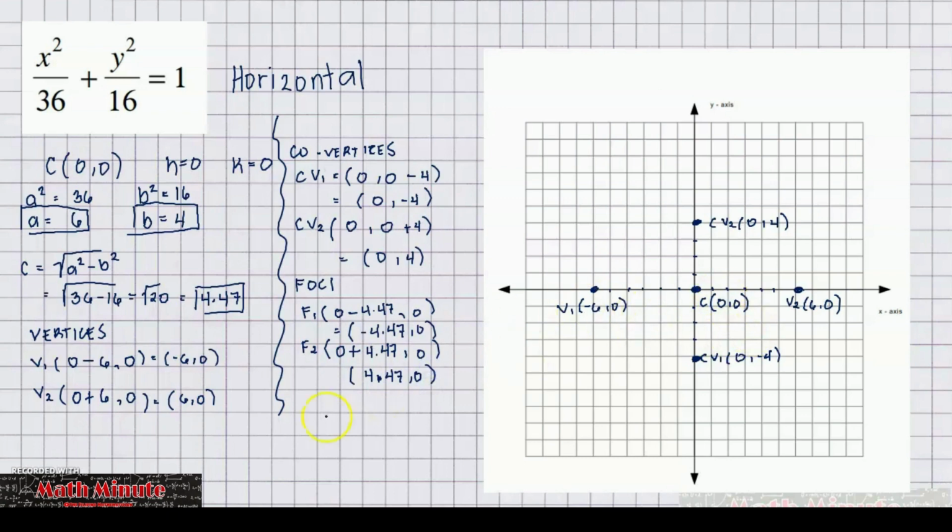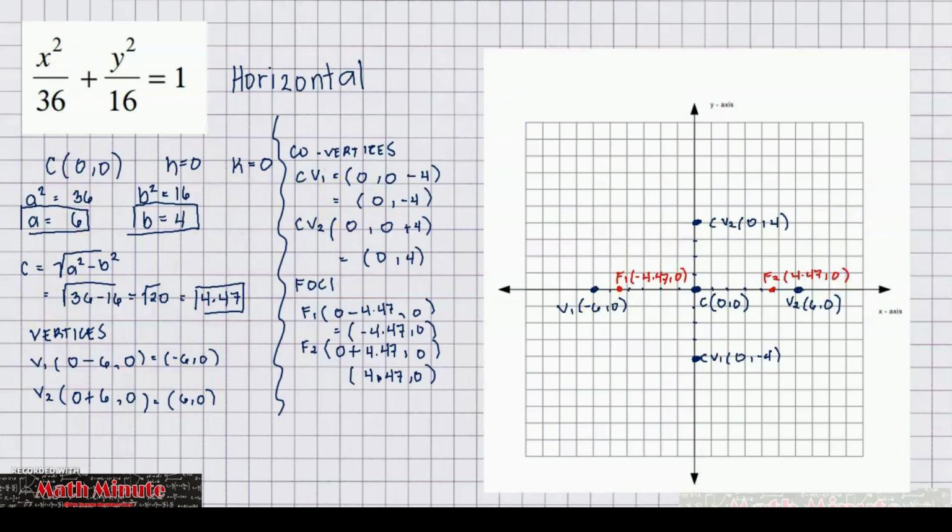So we will locate it here. We will use a different color so that you will see that this is a focus. So 4.47, it's along here. So this is your F sub 1, negative 4.470. F sub 2 will be around this part. So F sub 2 will be 4.470.